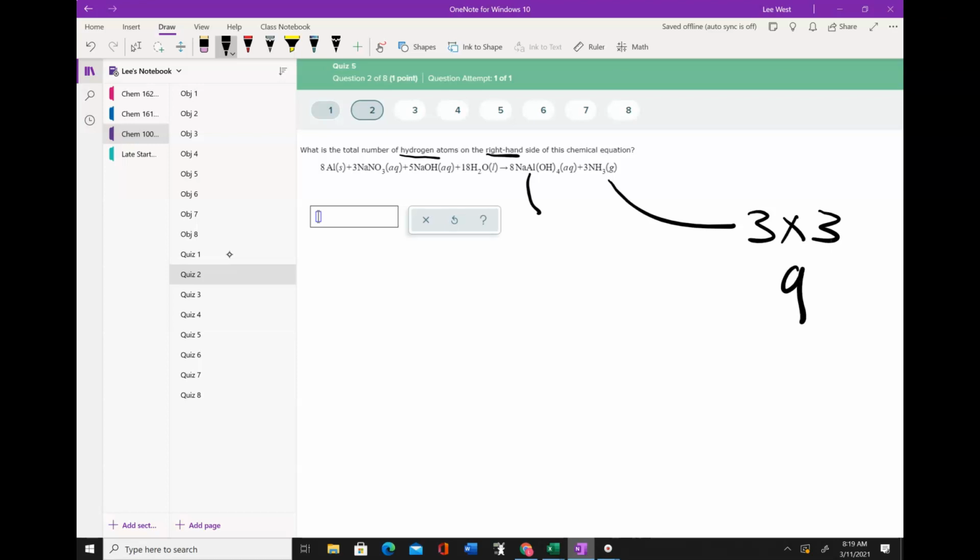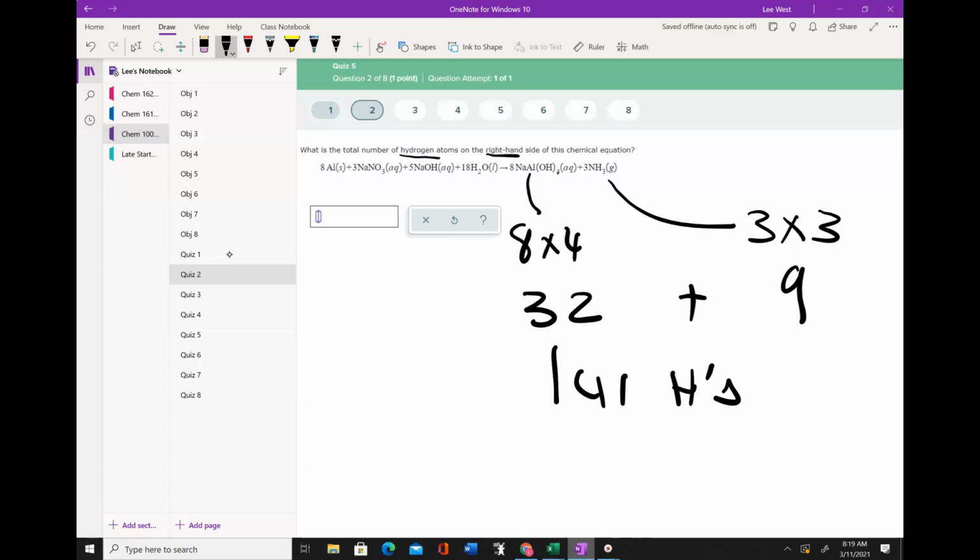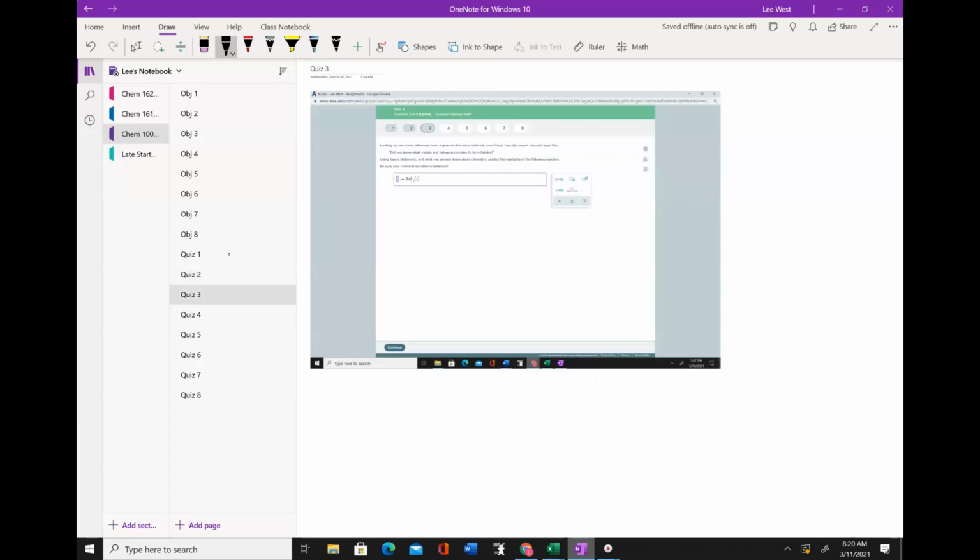And in this compound here, there are also hydrogen atoms. We've got 8 units of the whole compound, and in each unit of the compound, there are 4 hydrogen atoms, so that gives me another 32 hydrogen atoms, so a total of 41 hydrogens. If you tally up the hydrogens on the other side, you should get the same number, and that's well worth doing as a double check.